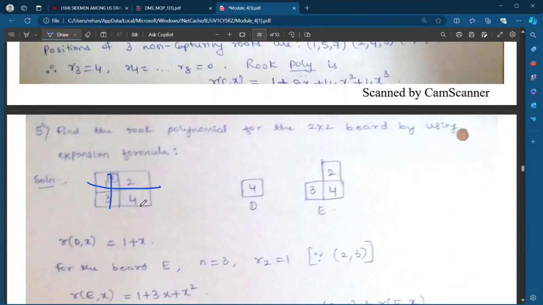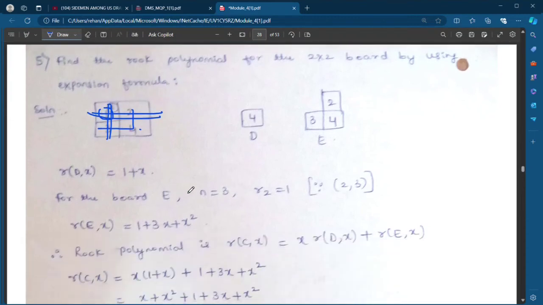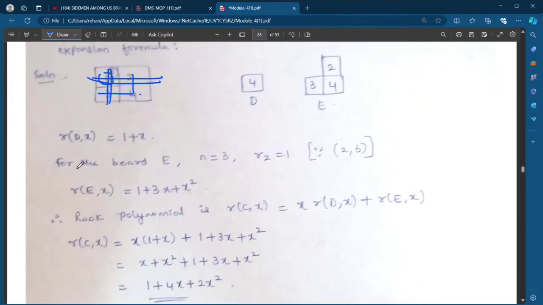If I'm considering 5, the remaining thing is 1, 3, 5, 7. Here also, if I'm considering 1, the remaining is only 4. D is 4 and E is 2, 3, 4. All the elements except 1 are your E, and all the elements except the elements from one row and one column are my D. So R of D, x equals 1 plus x.